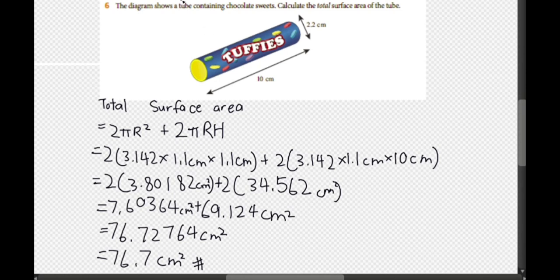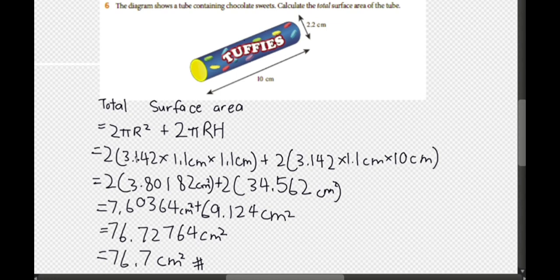It says that the diagram shows a tube containing chocolate sweets. We need to calculate the total surface area of the tube, including the 2 circles here. To find the total surface area of this tube, we take 2 times pi times radius squared plus 2 times pi times radius times height. The 2 pi radius squared here is the formula to find the area of the 2 circles, and this is the calculation to find the side in the middle here.